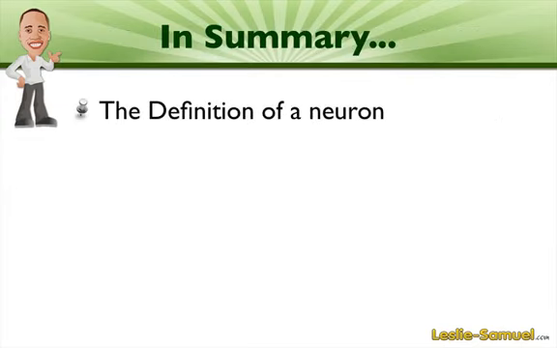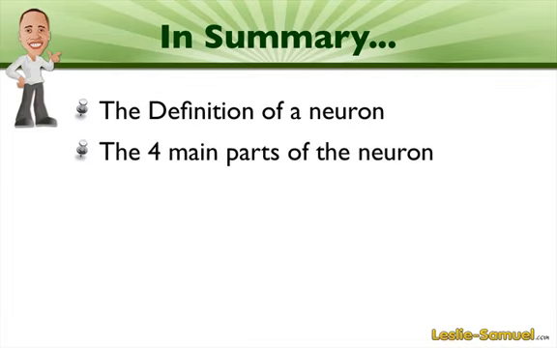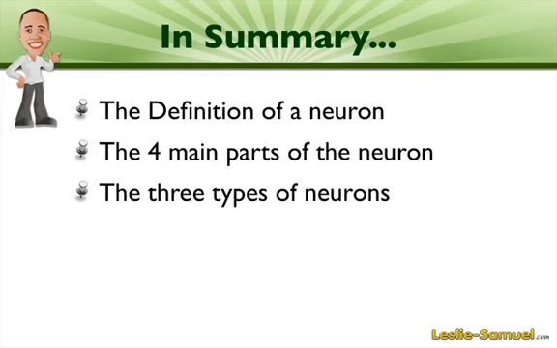To recap on what we've discussed in this video, first, we dealt with the definition of a neuron. Secondly, I spoke about the four main parts of a neuron. And lastly, I spoke about the three types of neurons.